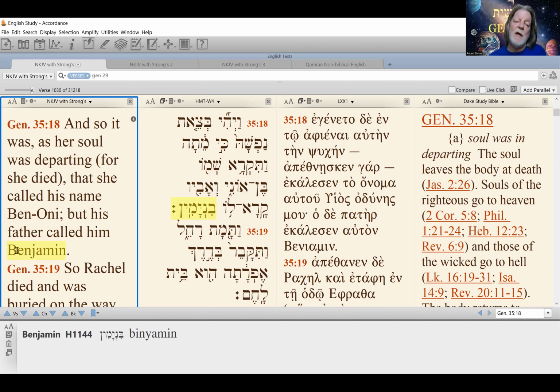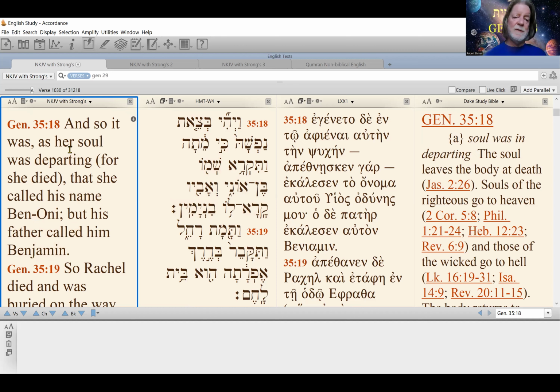Ben again means son of. Yamin means my right hand, which usually means something like this son is going to be very useful to me. He'll be like my right hand. He'll carry on my work for me, or he will assist me in my work, things like that.